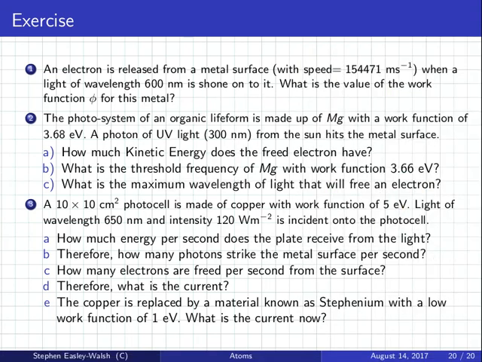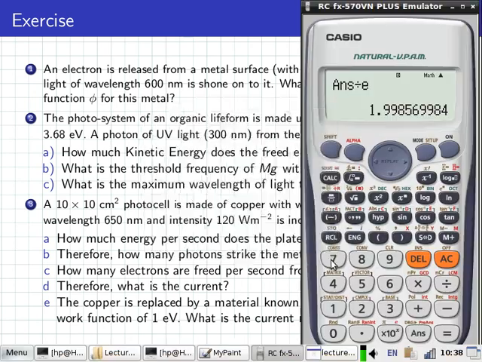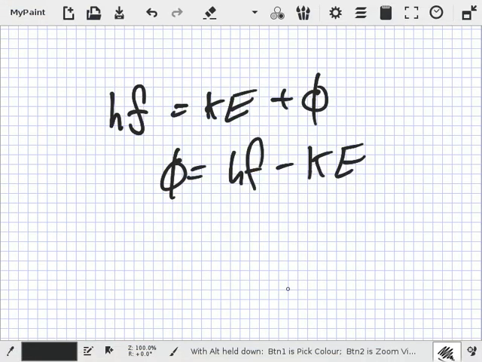The photosystem of an organic life form is made up of magnesium with a work function of 3.68, and light of 300 is shone on it. How much kinetic energy does it have? So again, we can use this formula, except this time we say kinetic energy equals HF minus work function.